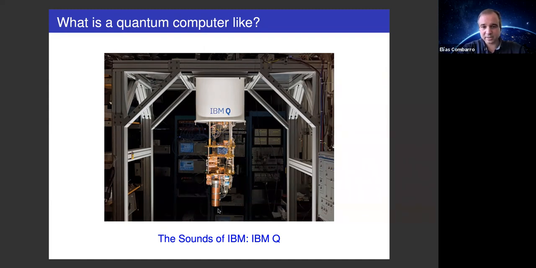You need to have this chip completely isolated from the environment. We will see that noise and interference with the environment is very dangerous for quantum computing, because the properties of these quantum bits are easily destroyed. And this is just how the computer looks when it is open. When it is working, you only see this cylinder.